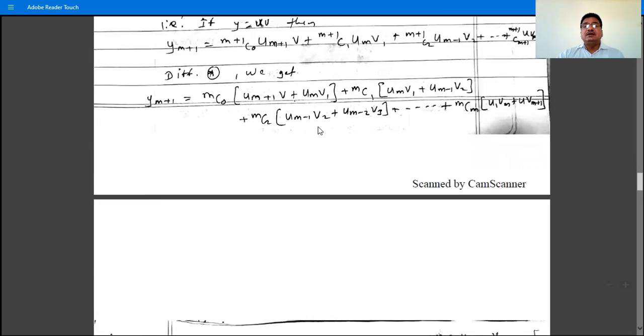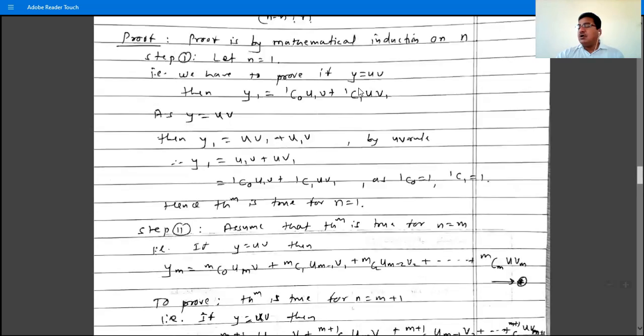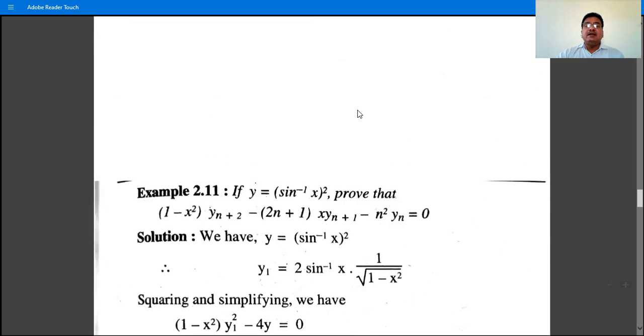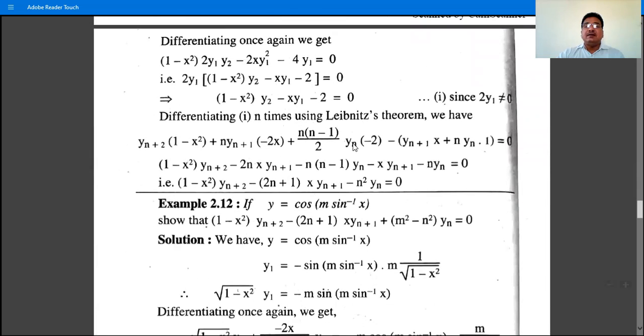If you observe the third term, it is nC2, whose value is n(n minus 1)/2 factorial. Then what is the next term? u_{n-2} means the (n minus 2) order derivative of y2, so add 2 into n minus 2, we have y_n as the term. And then v2 means the second order derivative of 1 minus x square. Its first order derivative is minus 2x, then the second order derivative is minus 2.